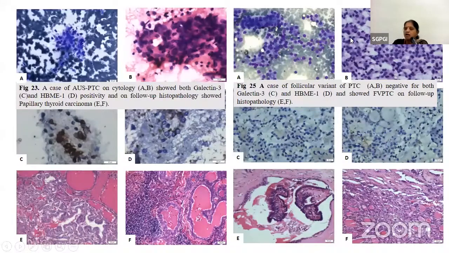Here was a case which we thought was a follicular variant of PTC, which came negative on both the immunostains and turned out to be an FV-PTC, I think.